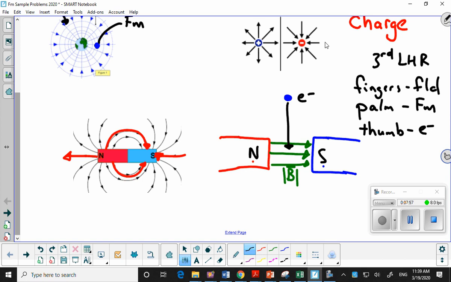My thumb then is the direction of the charge. That has to point down. So I have to rotate my hand so that my palm is facing into, in this case, the smartboard, into the page, to the screen you're looking at. So the thumb's going towards the bottom of the screen. My fingers are going from north to south, towards the right-hand side, which means my palm is going into the smartboard. So that's the direction of the magnetic force.